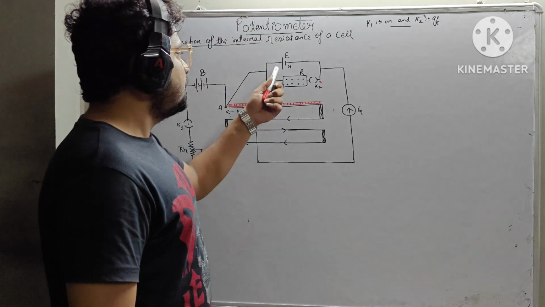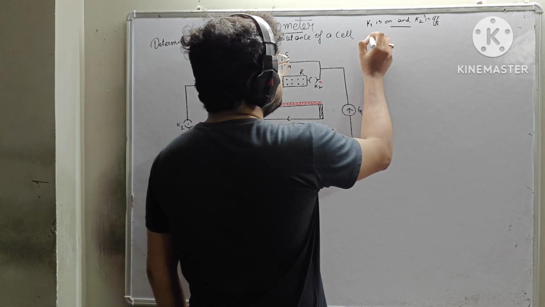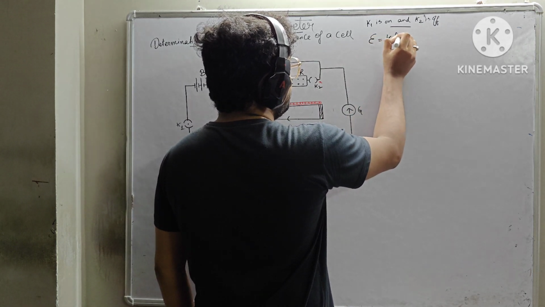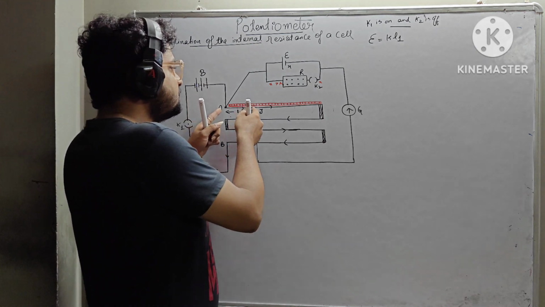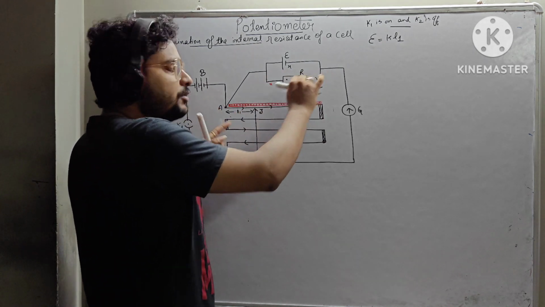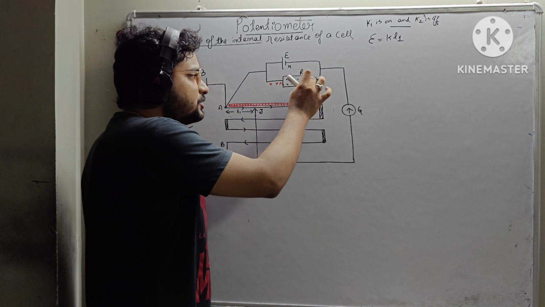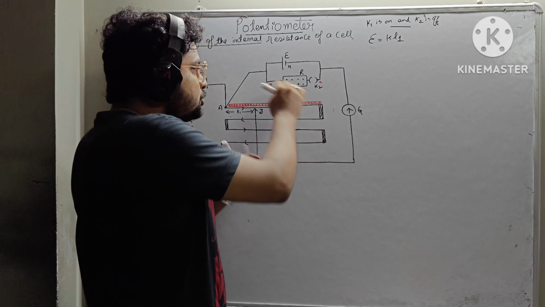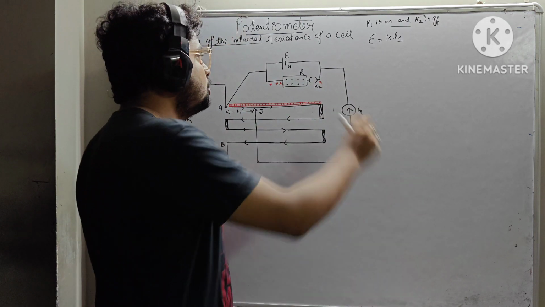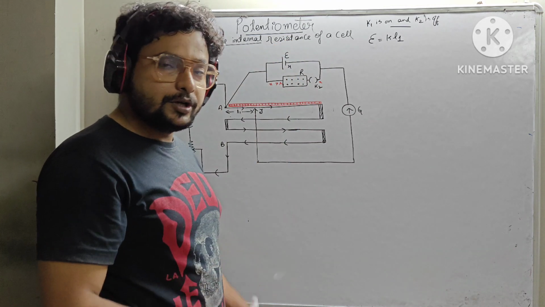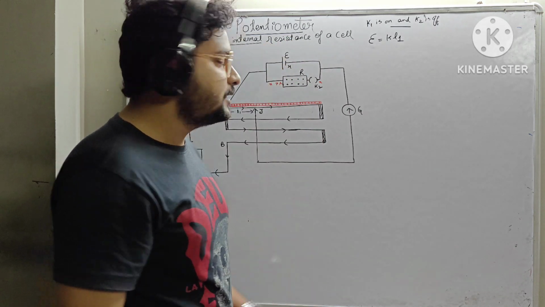Now you know the EMF of this particular cell will be K into L1. Now don't think about this branch, because the key is already off over here. So this branch is already eliminated. This branch is already out of the question. Only this particular cell is there.